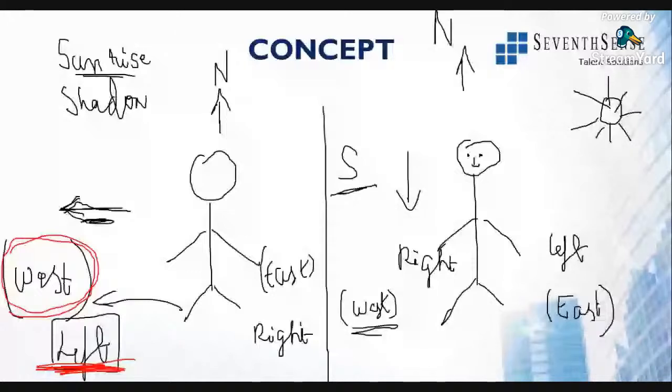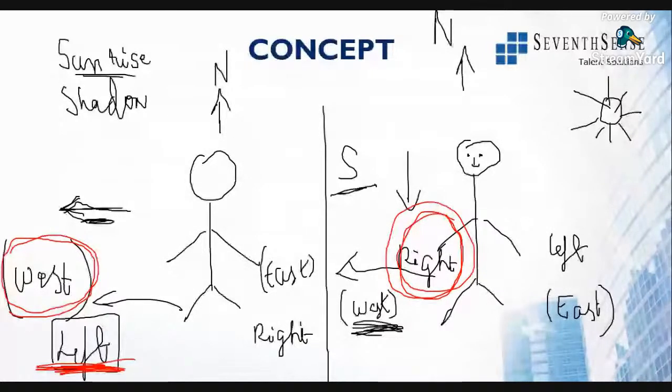Now tell me which direction will the sun shadow. The shadow will fall to the west side. The shadow will fall to the west side in the sense it will be to your right. All right, it will be to your right. This will be the point. Clear? The shadow will fall to the right side. Hope everyone understood this point.